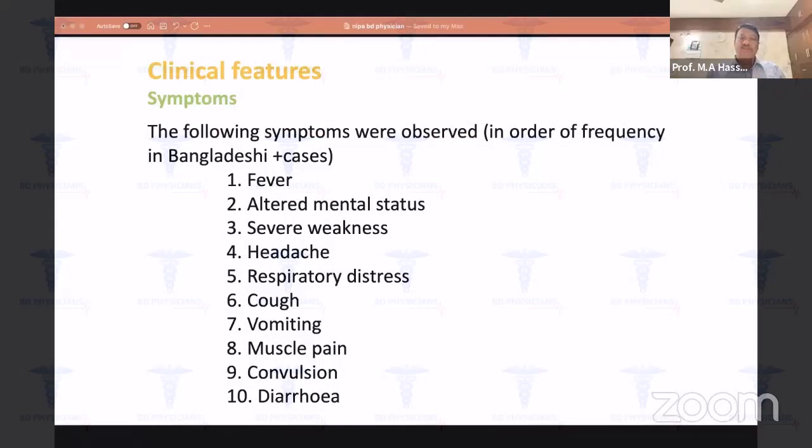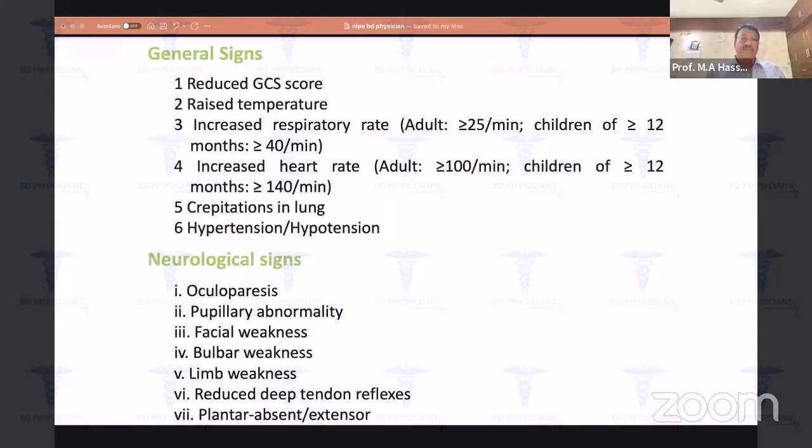But in the order of frequency in Bangladesh, the symptoms shown in the different case series are: fever, altered mental state, severe weakness, headache, respiratory distress, cough, vomiting, muscle pain, convulsion, and diarrhea in Nipah infected patients. And in the signs, there may be reduced GCS score, raised temperature, respiratory rate, tachycardia, tachypnea, lung crepitations, and both hypertension and hypotension occur during the shock period.